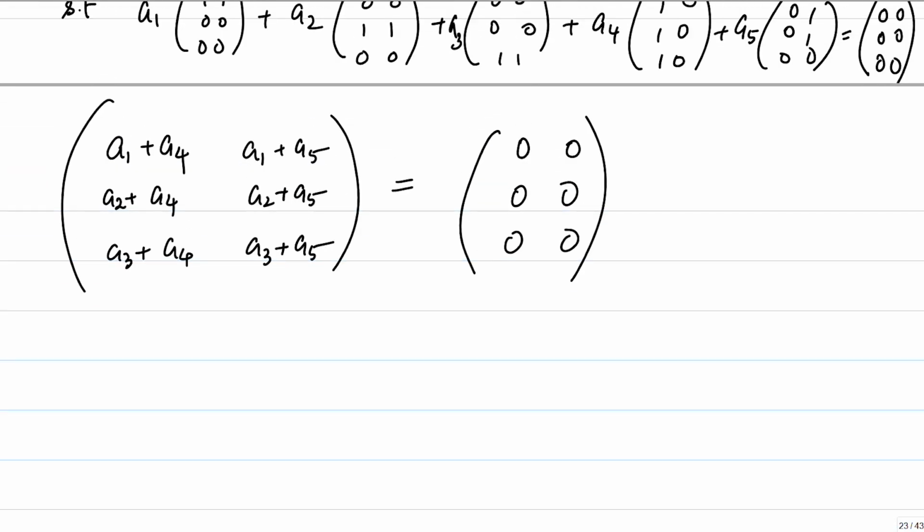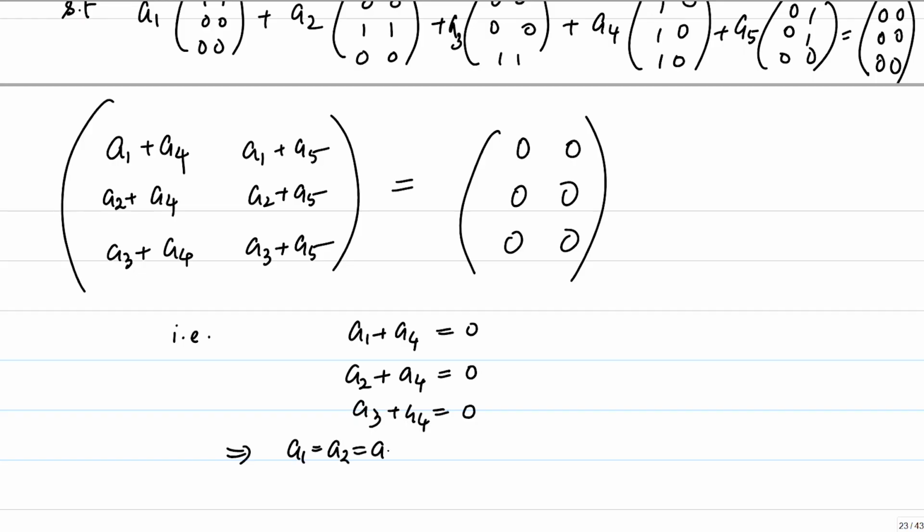But what does that mean? This means that component wise they are equal. That means A1 plus A4 is 0, A2 plus A4 is 0, A3 plus A4 is 0, and the 3 implies that A1 is equal to A2 is equal to A3. And how about the other one?